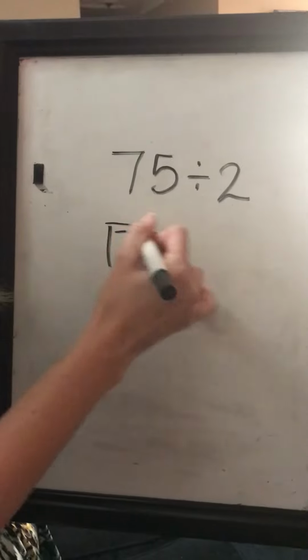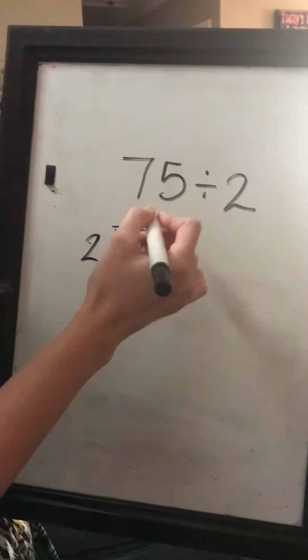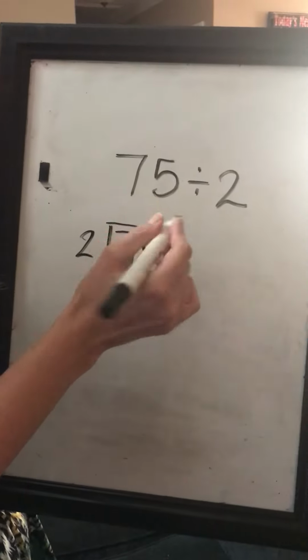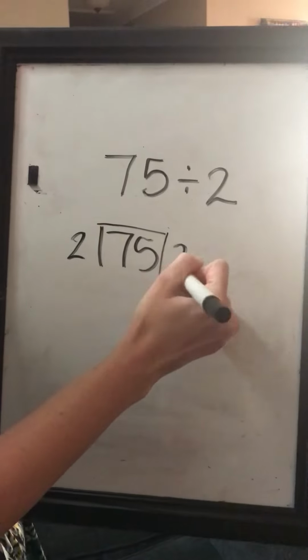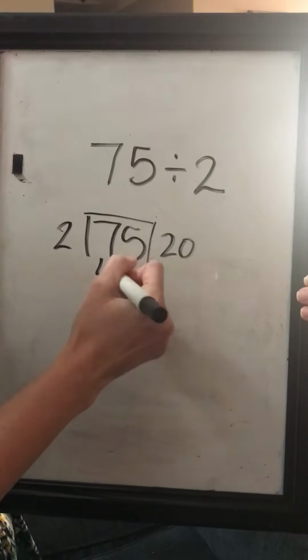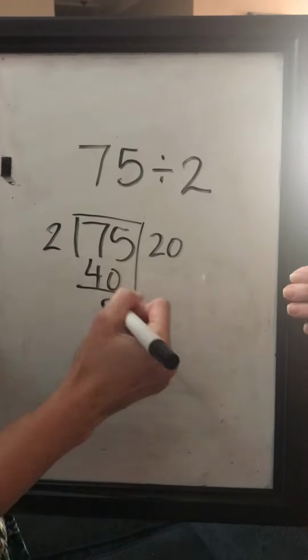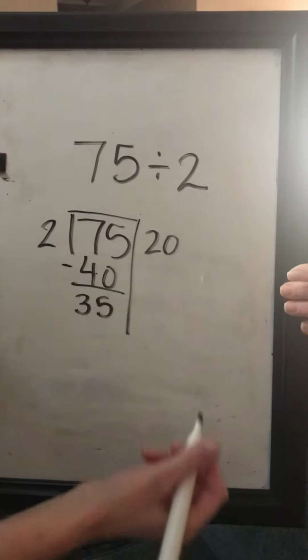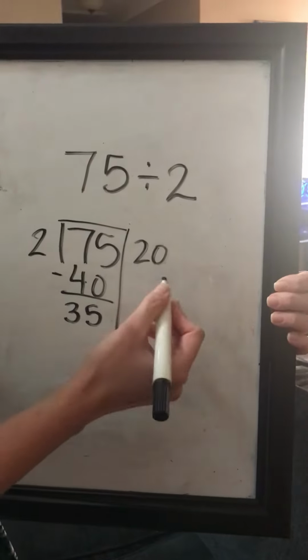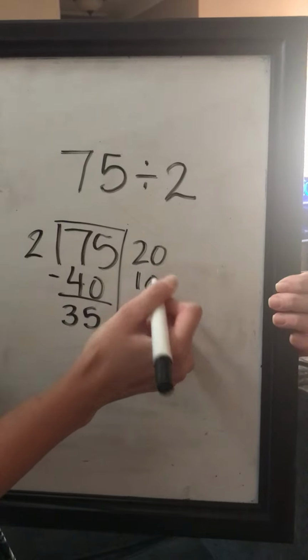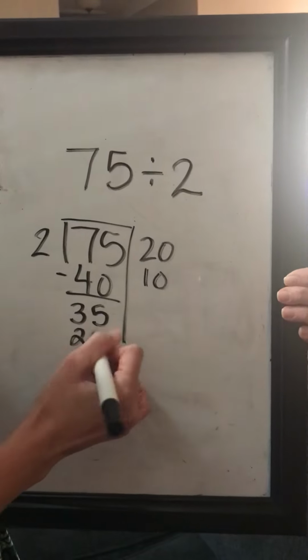And so when I work this out, there's different ways that I can do it. I'm going to go ahead and start out with a group of 20. Since 20 times 2 is going to be 40, I would subtract, and now I've got 35 left over, so I can't make another group of 20, so I'm going to do a group of 10. So 10 times 2 is going to be 20.